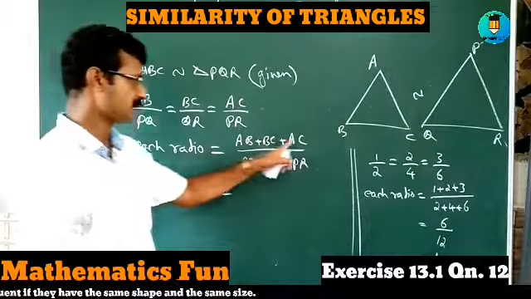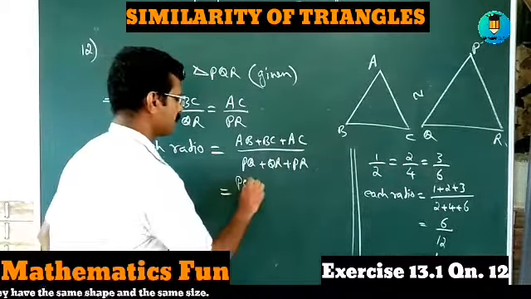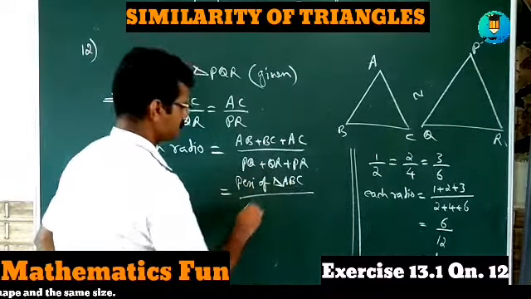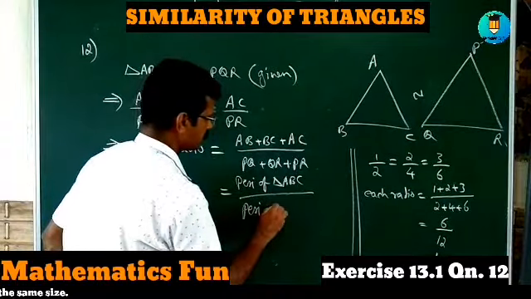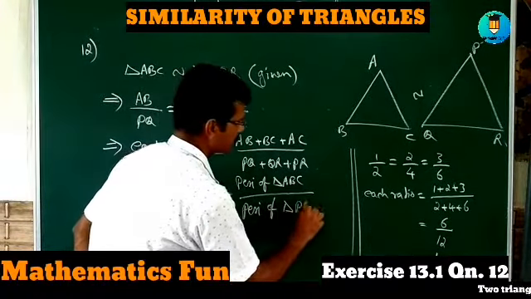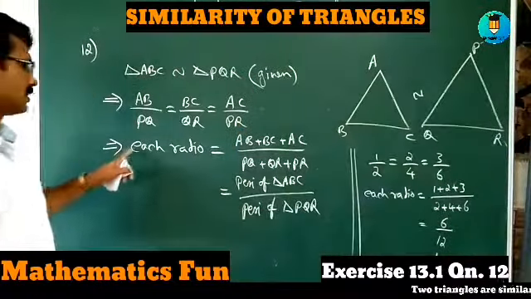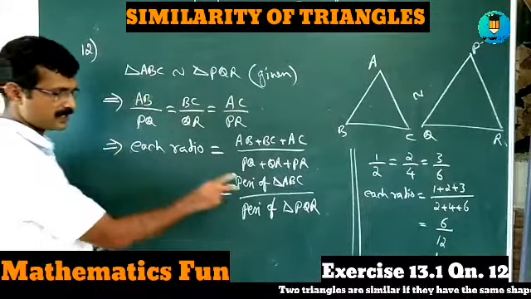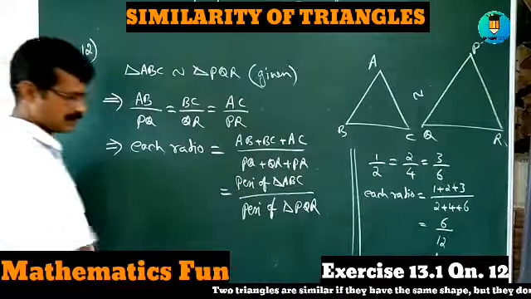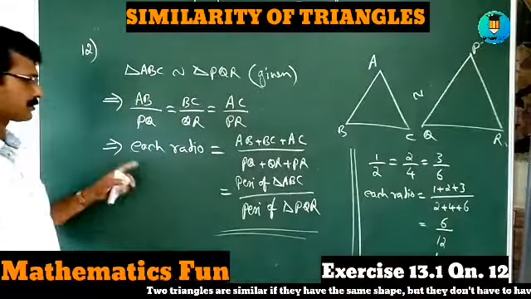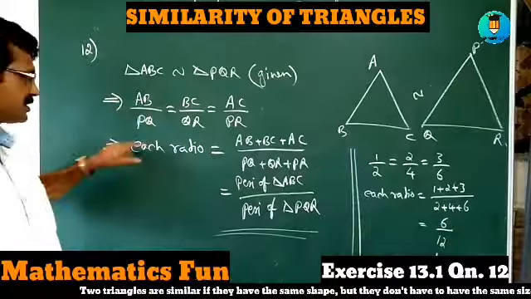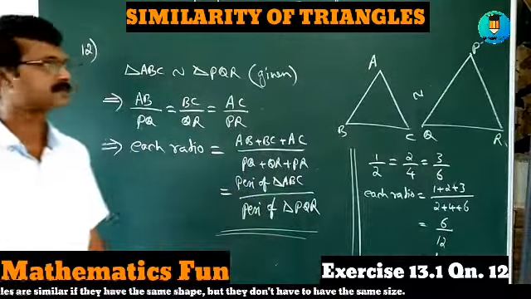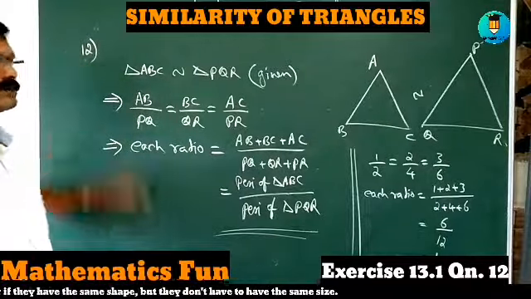Applying that property, what we get is actually the perimeter of triangle ABC divided by the perimeter of triangle PQR. That means each side ratio will be the same as the ratio of the perimeters. This is the thing we were asked. The ratio of the sides is the same as the ratio of their perimeters. This is question number 12.